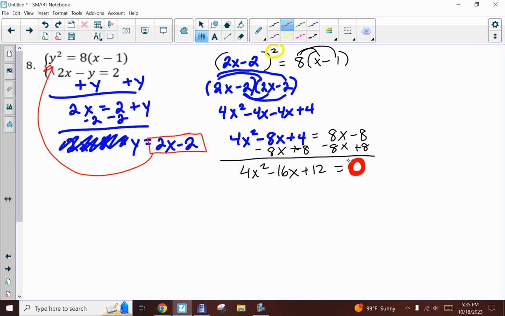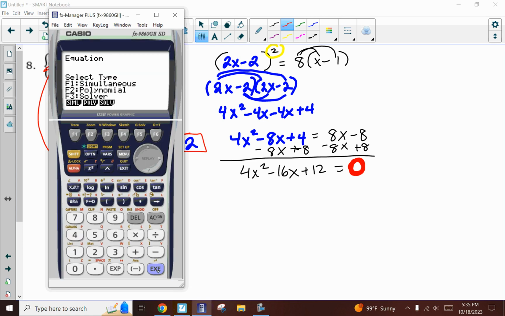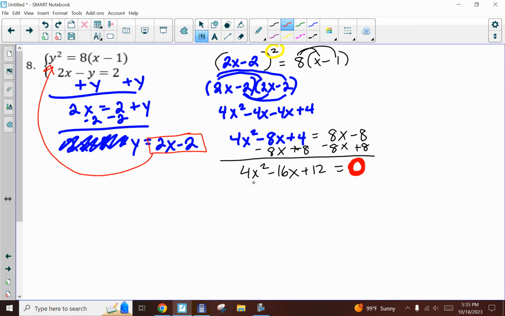Now the reason why I'm making such a big deal about the 0 is because anytime you have a problem that has an exponent and it's equal to 0, you can actually go into the equation solver. So I'm going to go into my polynomial solver, degree 2. I'm going to put in a 4, a negative 16 for the middle number, and then a positive 12 for the final number. So this is solving it and telling me that the answers are going to be x equals 3 and x equals 1. So x equals 3 and x equals 1.